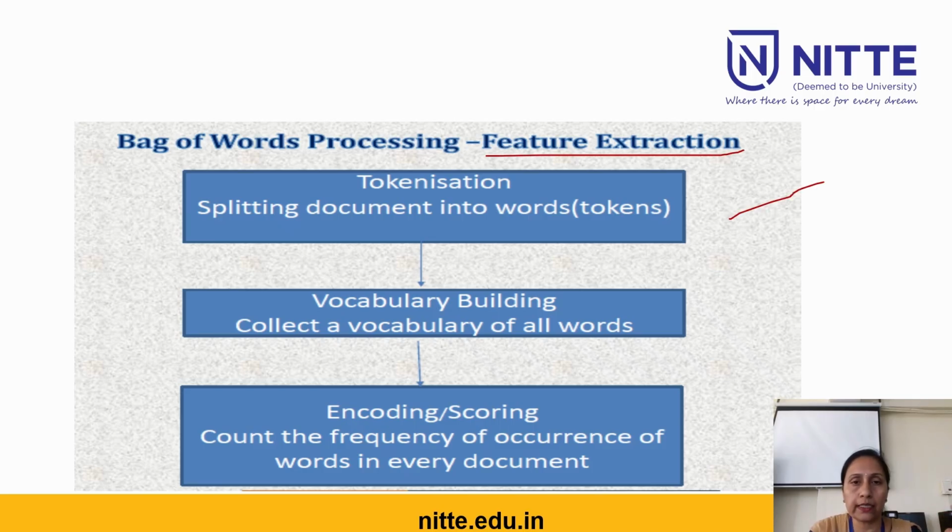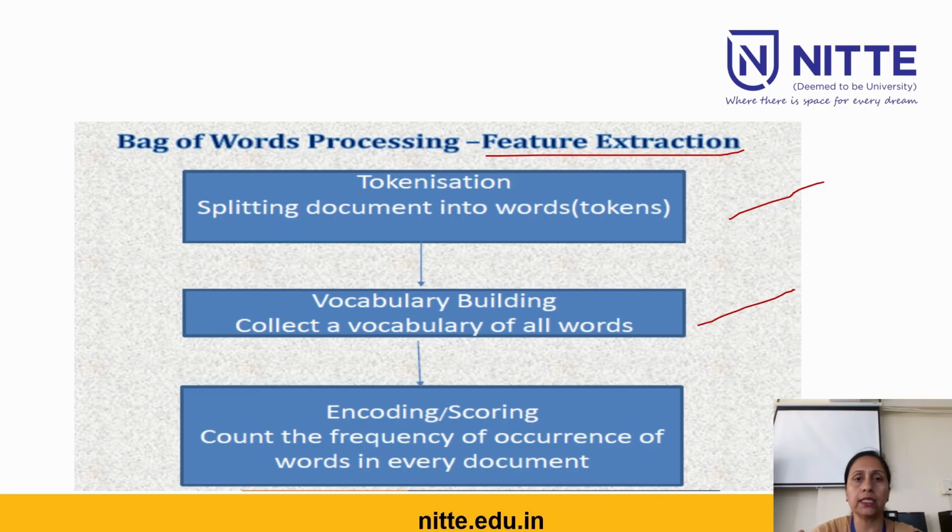The first step is tokenization, in the sense that the document will be split into n number of words. It will be split into words depending on the separators in between: full stops, commas, semicolons, everything is removed. The entire document is divided into words. And then the second step is vocabulary building. Given all the words from the entire document, we remove the duplicate words, we remove the stop words, and we start building the vocabulary, in the sense the important words in the document.